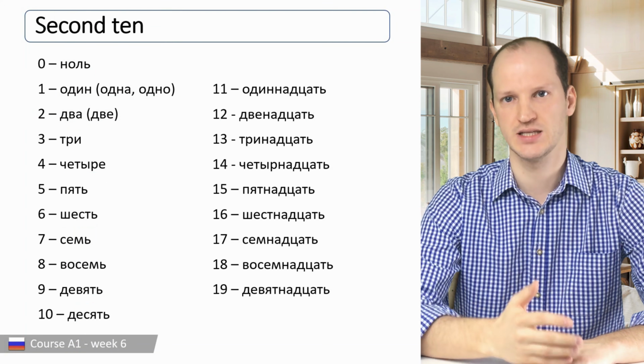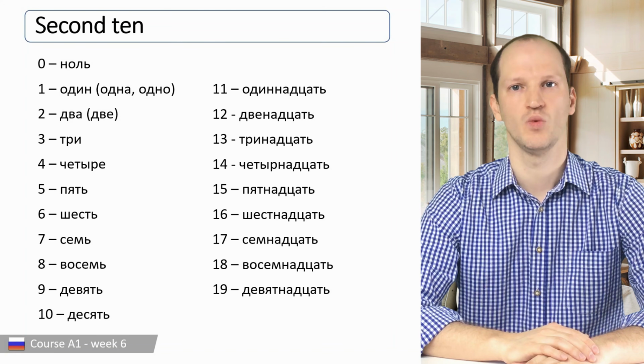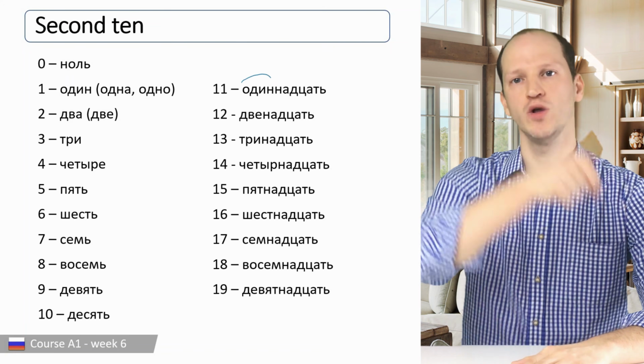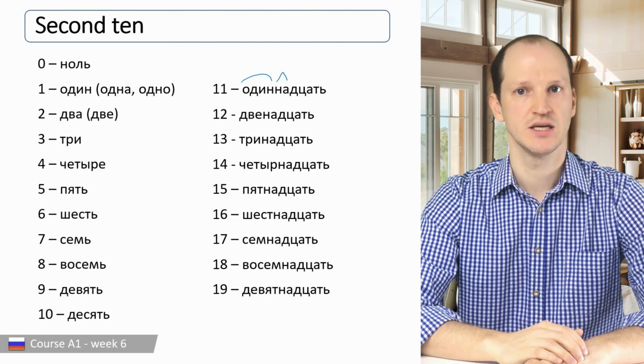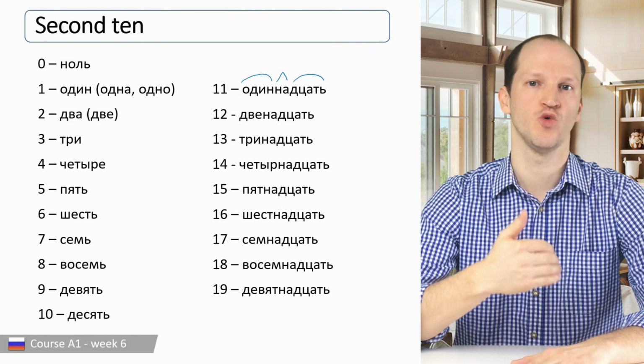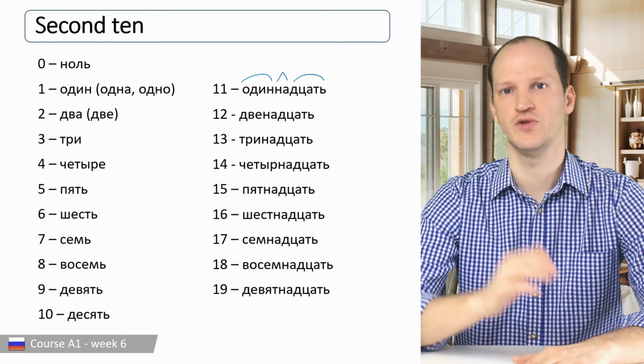The way we build the second ten has some logic under it. We kind of put the smaller digit on 10, and the word 10 now comes in an old-fashioned form, цать. Feel free to repeat after me.